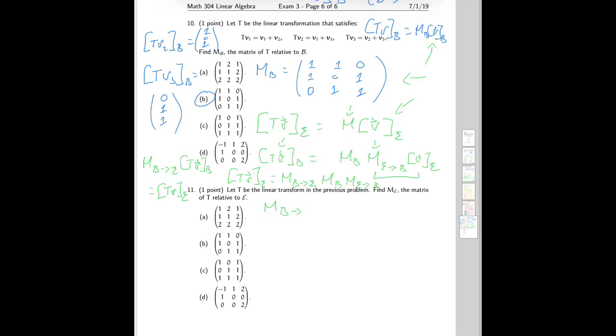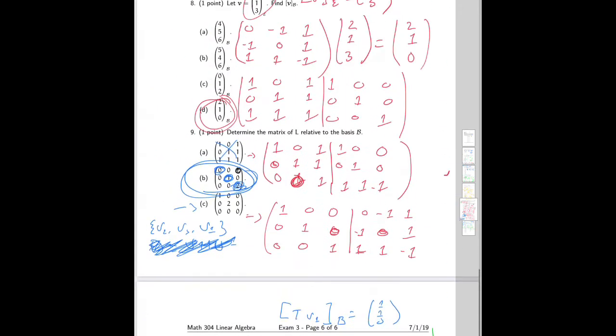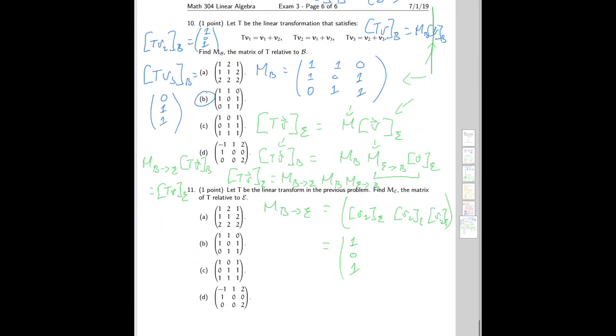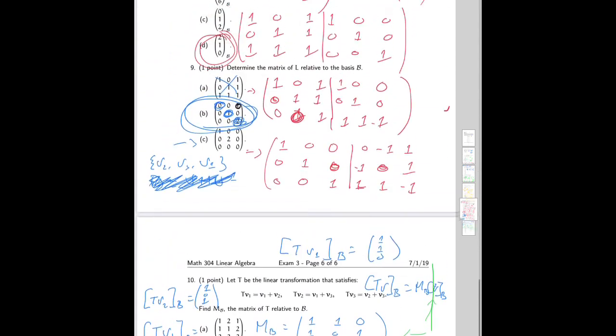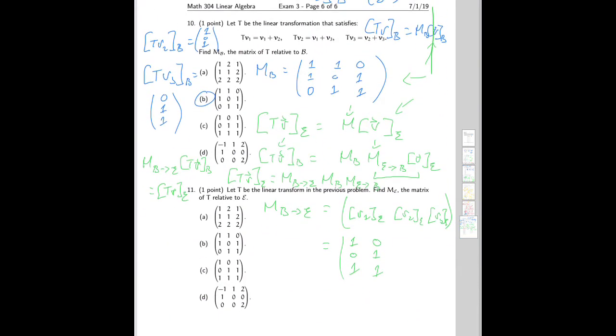Now the change of basis matrix from B coordinates to E coordinates is just the matrix whose columns are going to be the E coordinates of v1, v2, and v3. And so what is that? Well, that's just going to be the columns of v1, v2, and v3, and for this we need to look at the previous problem. So v1 is 1, 0, 1. v2 is 0, 1, 1. And v3 is 1, 1, 1, I'm pretty sure, but let me double check. Yeah, v3 is 1, 1, 1. Okay, that is the change of coordinates matrix going from B coordinates to E coordinates.